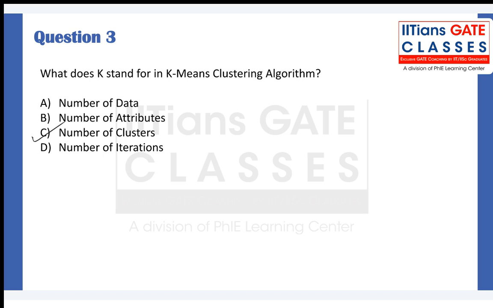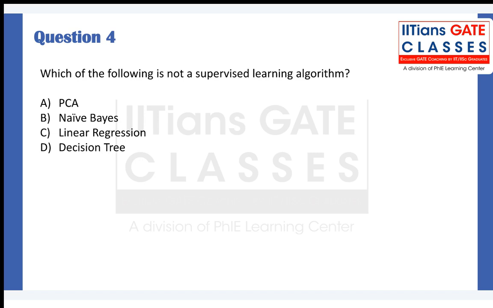Which of these is not a supervised learning algorithm? Again, naive Bayes is a supervised learning algorithm. Linear regression is a supervised learning algorithm. Decision tree is also a supervised learning algorithm. PCA is not a supervised learning algorithm, right? PCA is used to reduce the dimensionality of the data. It is not a machine learning algorithm at all.